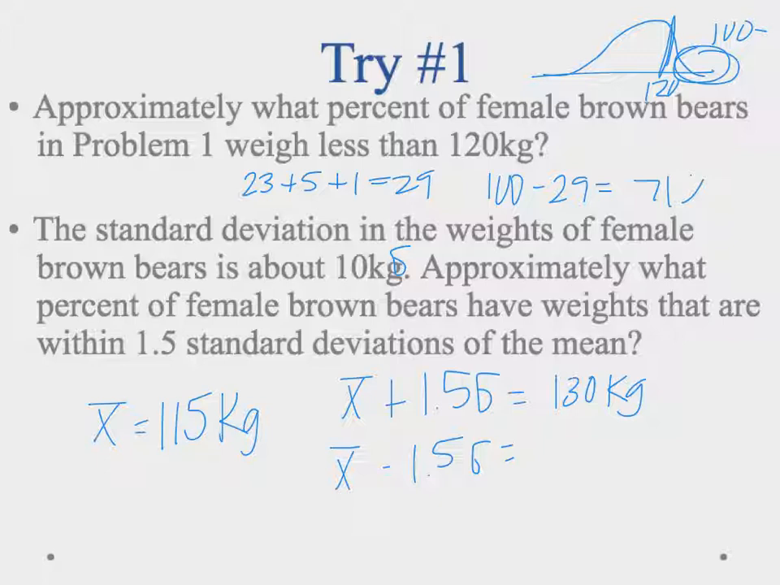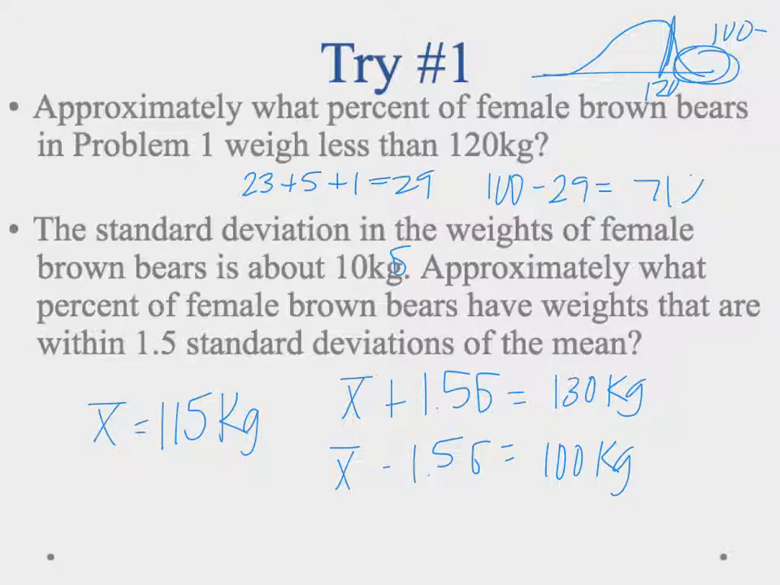And then 1.5 times 10, sorry, is 15. So we're going to say 115 minus that 15, and that gives us 100 kilograms. So we're looking for the bears that fall between 100 and 130 kilograms, I apologize.